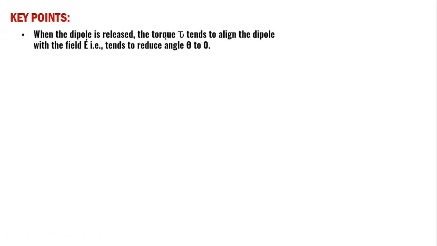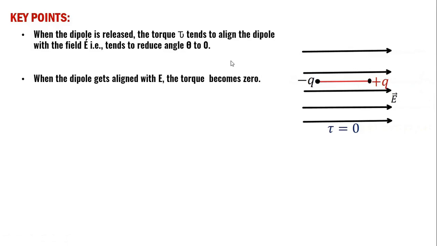Next, there are certain key points. What are the key points? When the dipole is released, the torque tends to align the dipole with the field. That is, it will always reduce the angle theta to 0. That means it tends to place the dipole along the electric field.